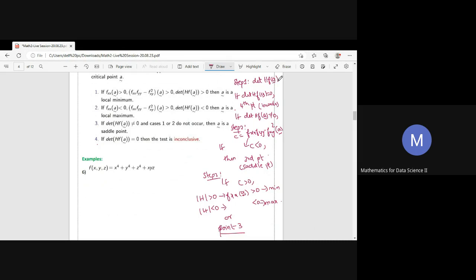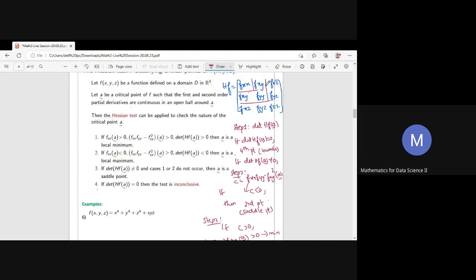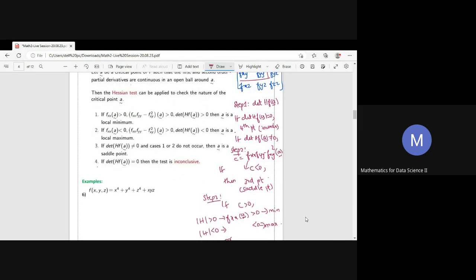Okay, so basically you have 3 steps. First step, you find the determinant of the whole matrix. Second step, you find the determinant of this 2 by 2 matrix, and then you go to step 3. So the first case is that this is positive, this is also positive, this is also positive. So all of them positive, you have a local minimum.